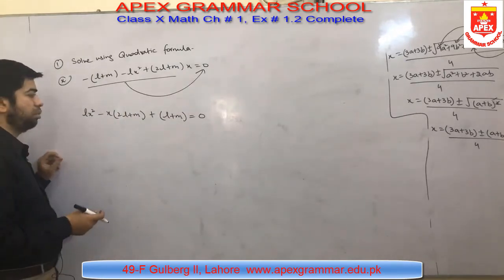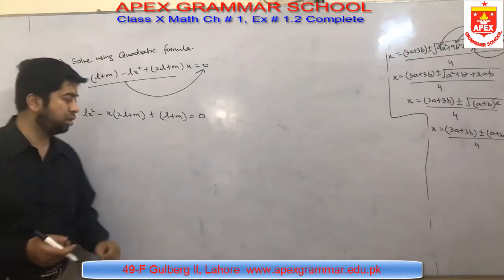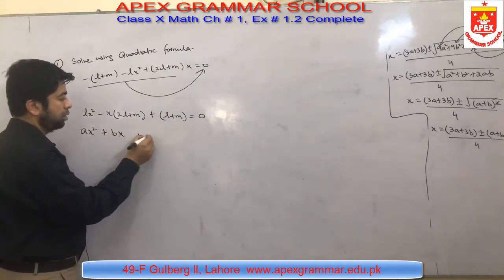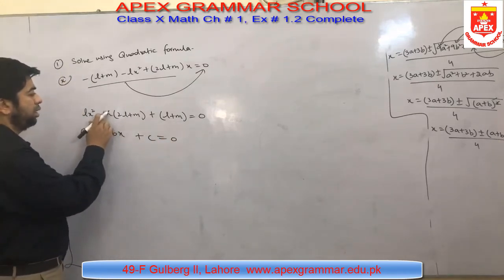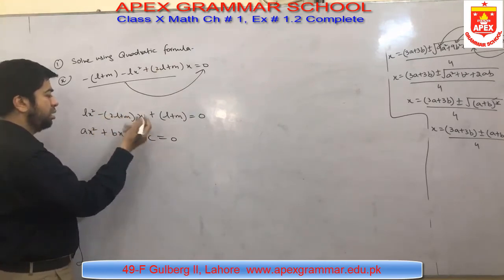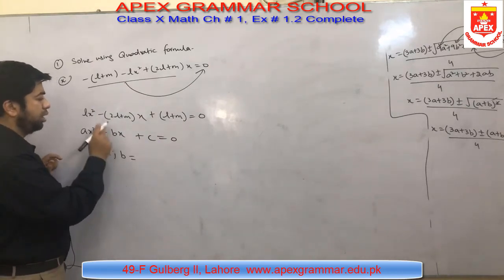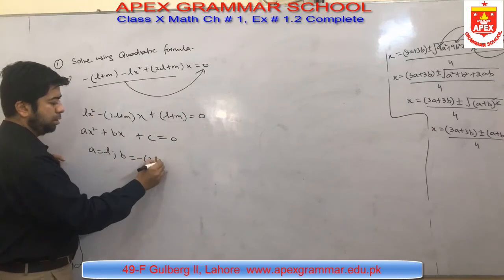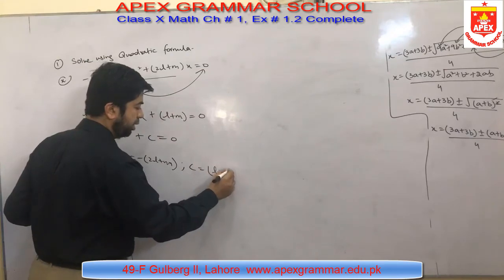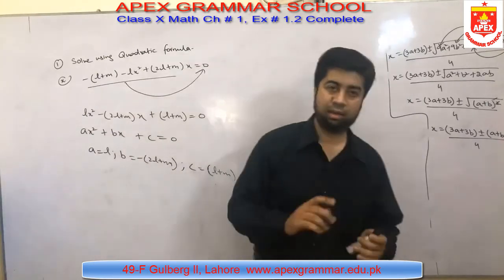Again, this thing is similar. Is this in the standard form? Yes, this is just like the standard form of a quadratic equation, ax square plus bx plus c is equal to 0. So what is the value of a? That is small l. What is the value of b? Yes, this is negative (2l plus m). What is the value of c? This is simply (l plus m). And after that, you can apply the quadratic formula, and that's it.